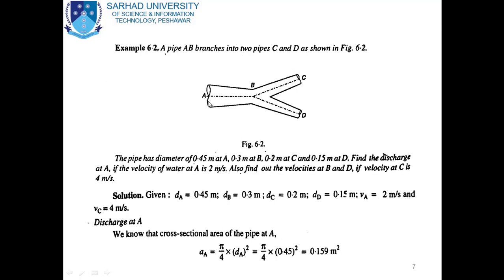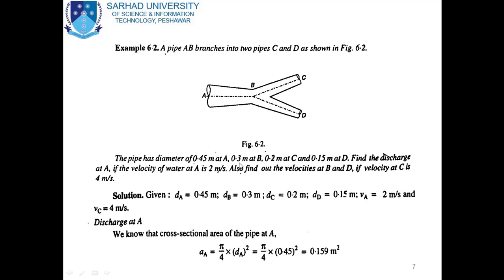Next we have example 6.2. The statement of the problem is: a pipe AB branches into two pipes C and D as shown in figure 6.2. This is the pipe AB, which is branching into two pipes BC and BD. The pipe has a diameter of 0.45 meter at A, 0.3 meter at B, 0.2 meter at C, and 0.15 meter at D. Find the discharge at A if the velocity of water at A is 2 meters per second. Also find out the velocities at B and D if the velocity at C is 4 meters per second.